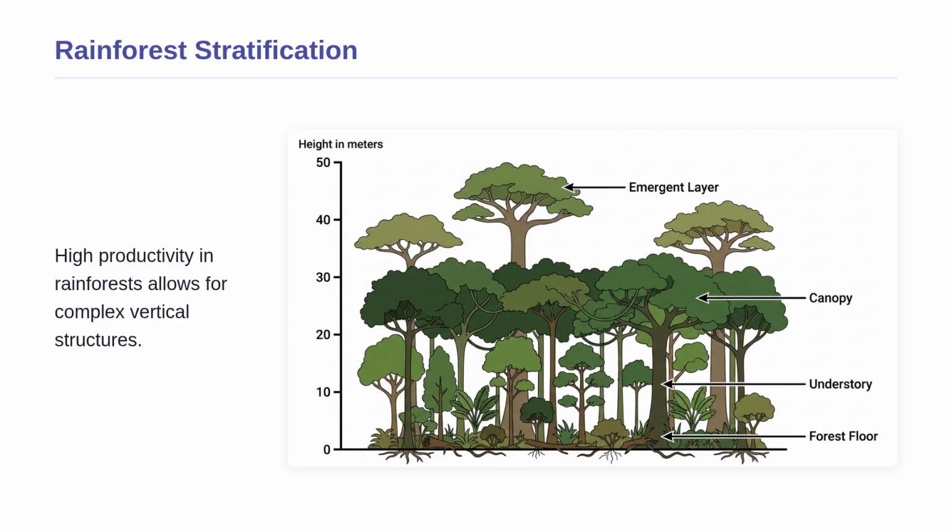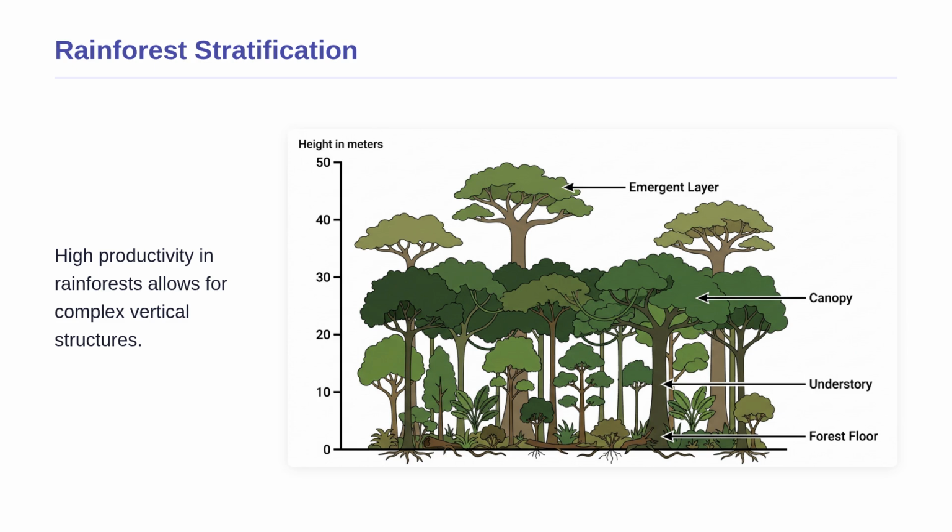Because tropical rainforests have such a high net primary productivity, they can support incredibly complex physical structures, as we can see in this diagram. You are looking at the vertical stratification, or layering, of a rainforest. On the left, the axis shows the height in meters, going from 0 up to 50. At the very bottom, at 0 meters, we have the forest floor, where little sunlight reaches.